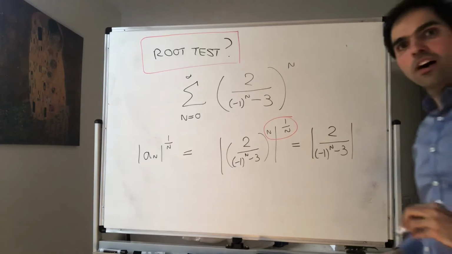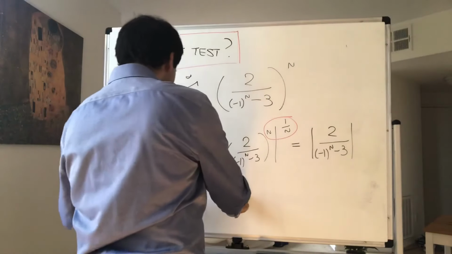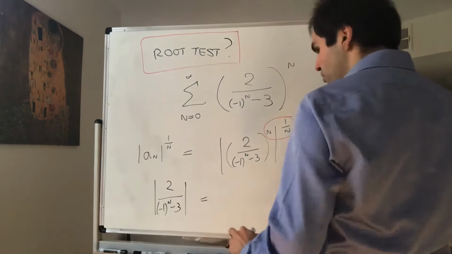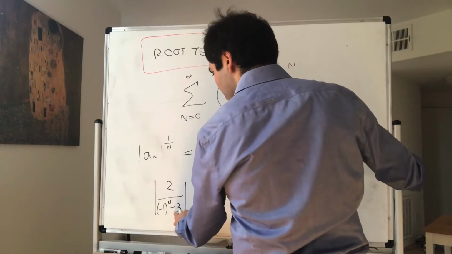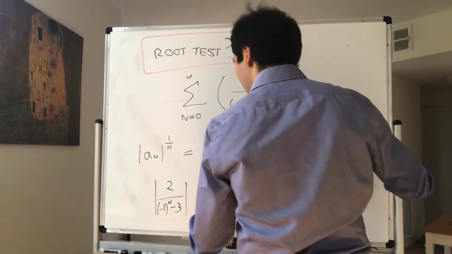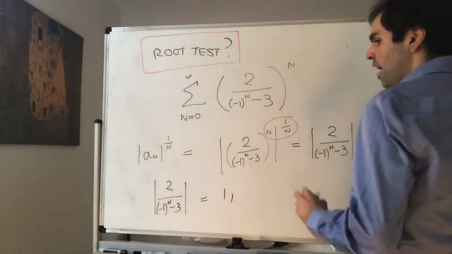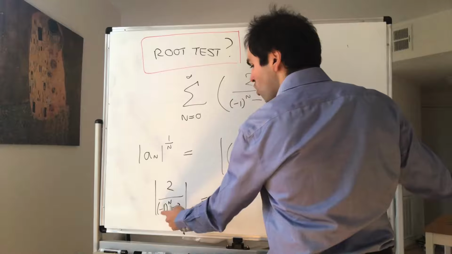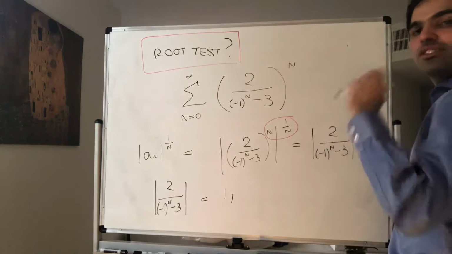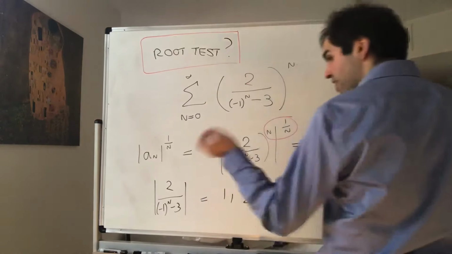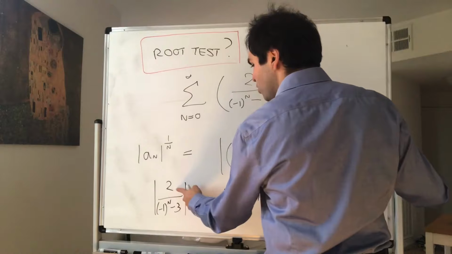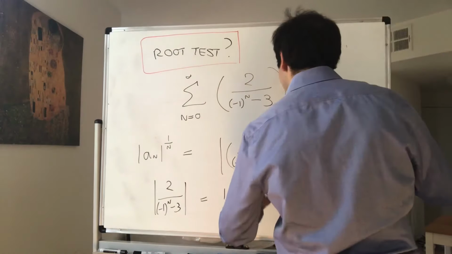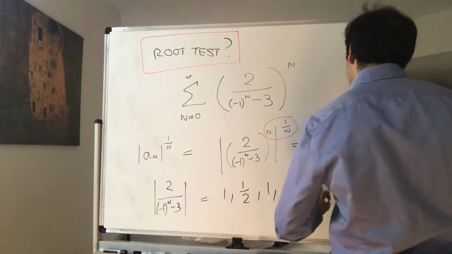Well, let's just plot a couple of values. The absolute value of 2 over (-1)^n - 3. For n equals 0, this becomes 2 over 1 minus 3, so 2 over minus 2, so the absolute value of minus 1, which is 1. For n equals 1, this becomes 2 over minus 1 minus 3, so 2 over minus 4, so minus 1 half, in absolute value 1 half. And then for n equals 2, you again get 2 over 1 minus 3, so minus 1, absolute value 1, and then 1 half, 1, 1 half, and so on.